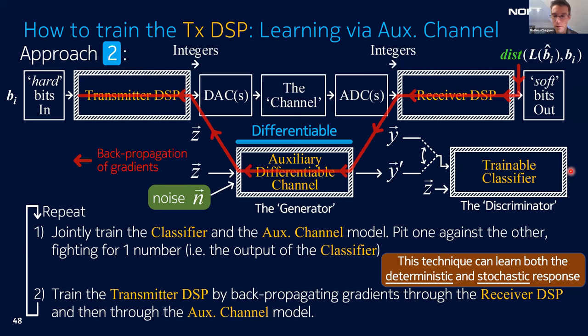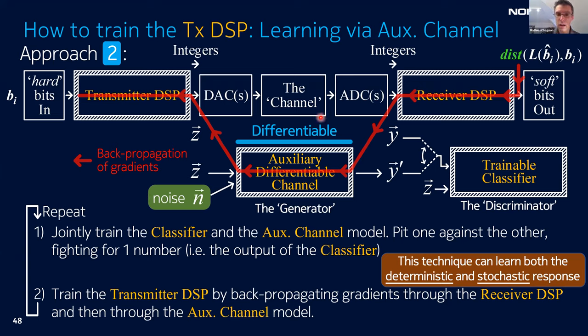versus the model. And the beauty of this thing, I should have mentioned, I forgot, but sorry, this is stupid. The idea is to inject also noise to the auxiliary channel model. And you can learn, therefore, the stochastic behavior of the channel by learning and shaping the injected noise via the auxiliary channel model. So you both inject the integers, which is deterministic, because the integers z, the z vector, is fully determined by the hard bits coming in. The noise is not. So this model will learn both the deterministic and stochastic response thanks to the idea of fooling a classifier. Again, I'm being quite simplistic here. There's a lot at hand. There's a lot at play.